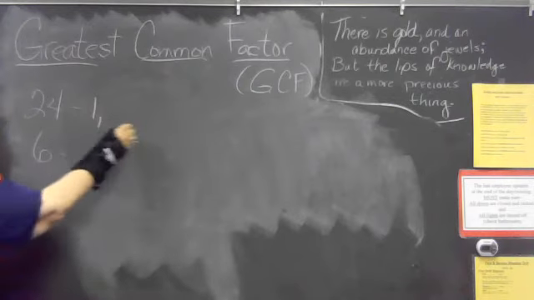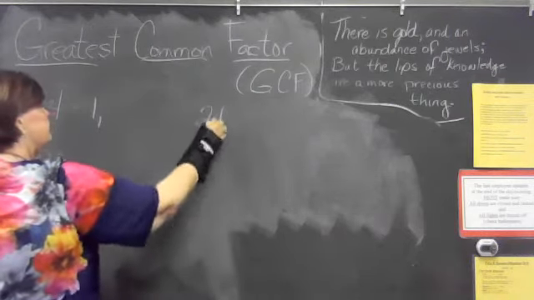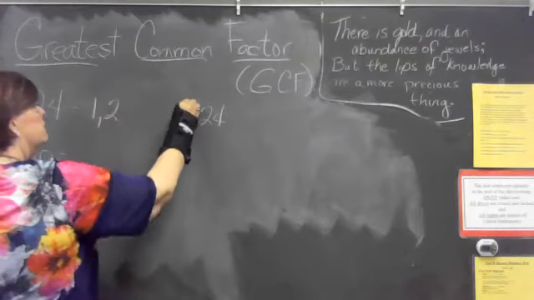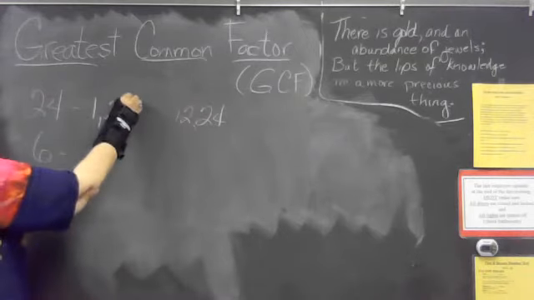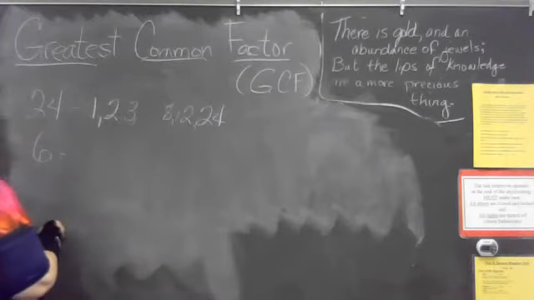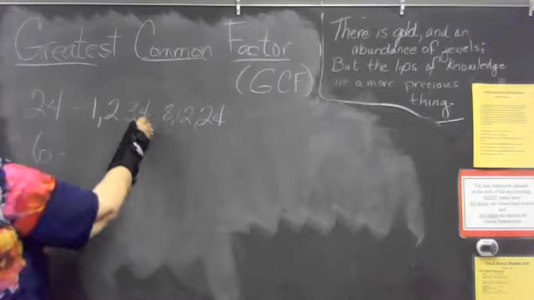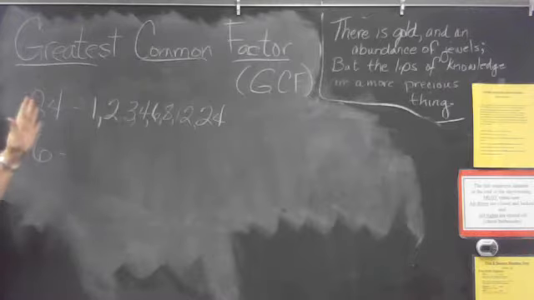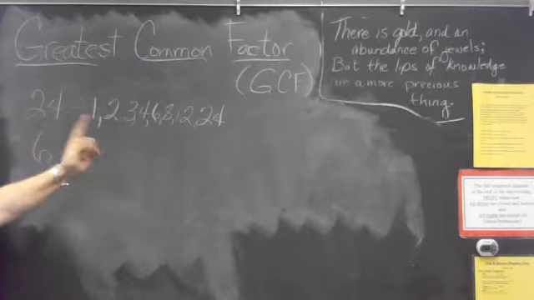So 1 times 24. 2 will go into it. 2 times 12. 3 will go into 24. 3 times 8. And then 4 will go in times 6. 5 will not divide into here, but 6 will. Okay, but we've already have 6 listed, so I know I have all the factors. Do you see how I do that? You start 1, 2, 3, 4 until you see a repeat.